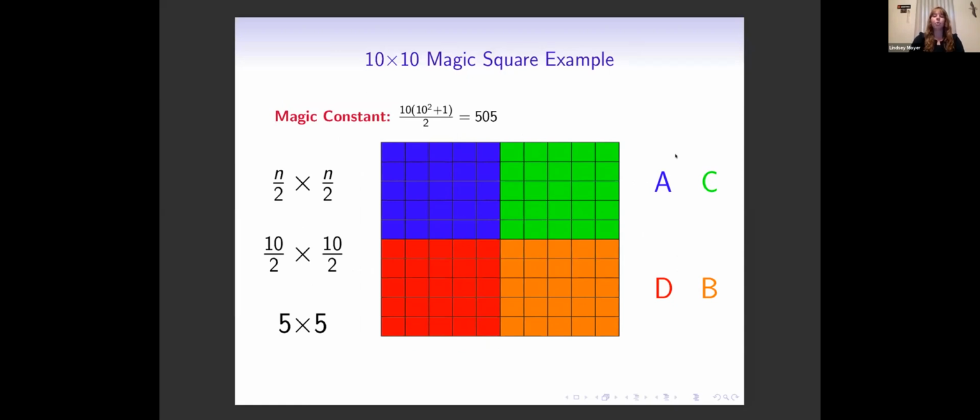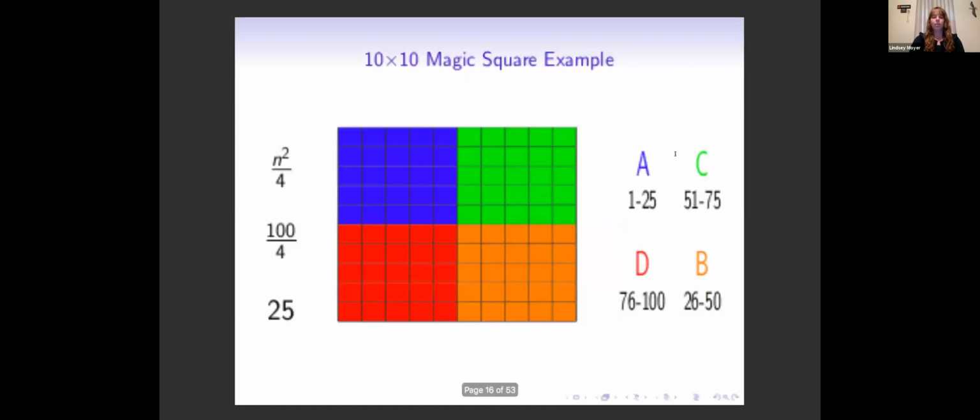Now we have to see what numbers go in these. We use the formula n squared divided by 4. Plugging in 10, we get that each quadrant has 25 numbers. The first 25 are going to go to A, the next 25 to B, the next to C, and the last 25 get assigned to D.